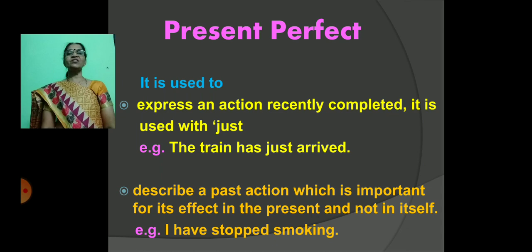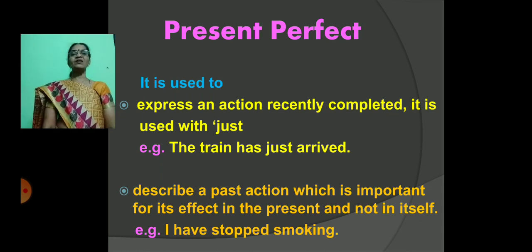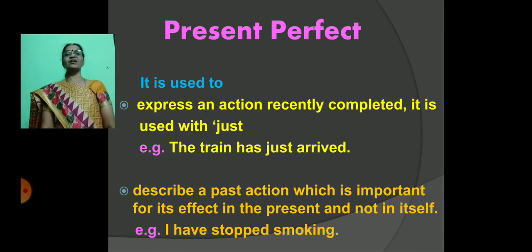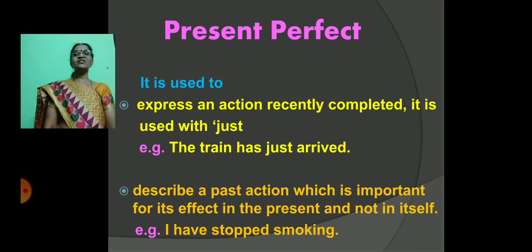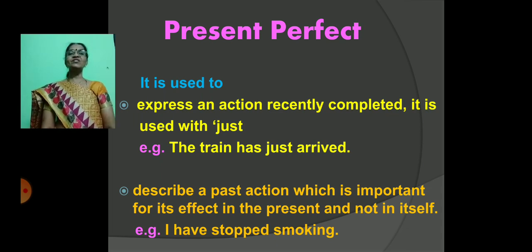Now you are at the station. Someone will ask you, has the train arrived? You say, yes, the train has just arrived. So the action which has recently completed, for that we use present perfect.